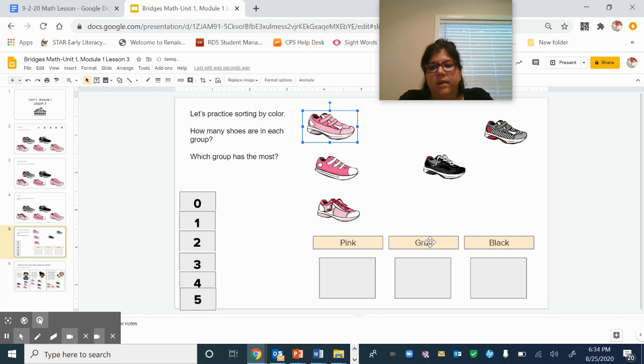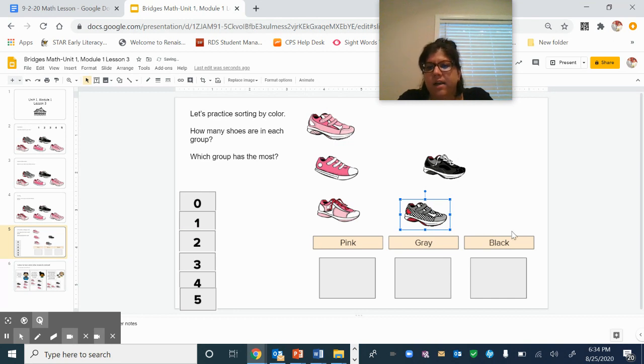All right, got all my pinks, right? Is there any more pinks over here? Nope, so I'm all good with the pinks. Now this color, G-R-A-Y, is gray. Where's my gray shoe at? Is this one gray? Is this shoe gray? Yeah, it has some checks on it, but it's mostly gray, right? So I'm going to move that down over here.